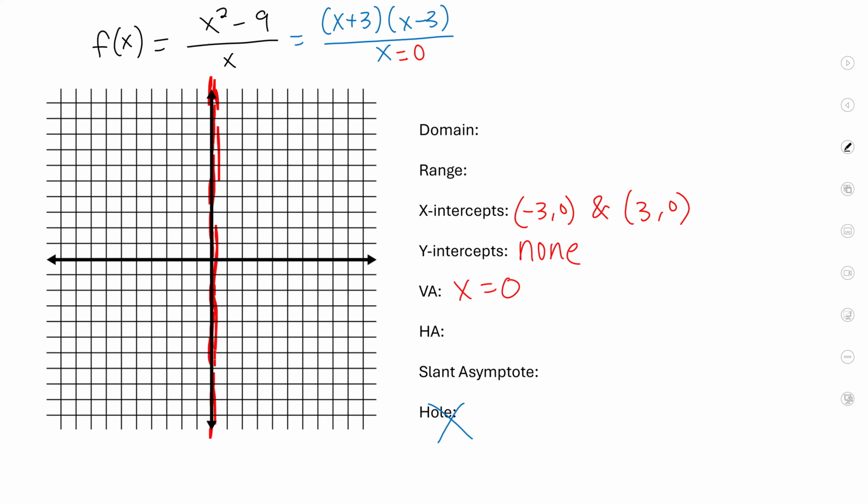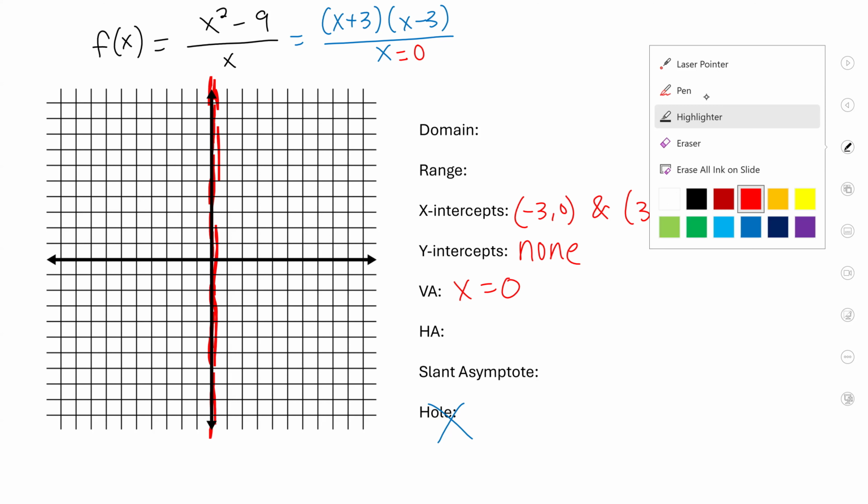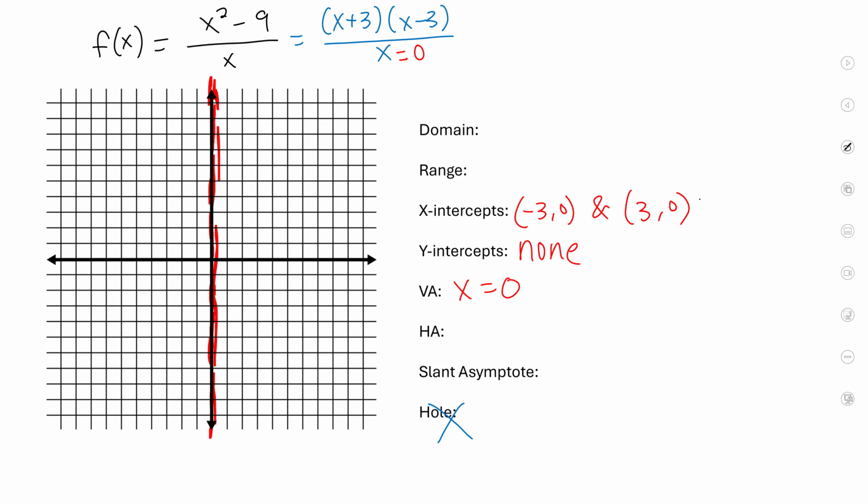Okay, horizontal asymptote. Which one is this one, guys? Big on top, so that means it's none. However, since the top is just 1 degree greater than the bottom, we do have a slant asymptote. So I'll go ahead and do synthetic division.